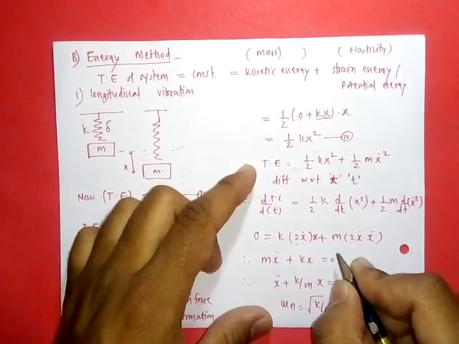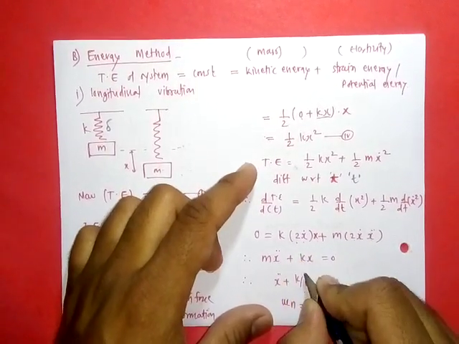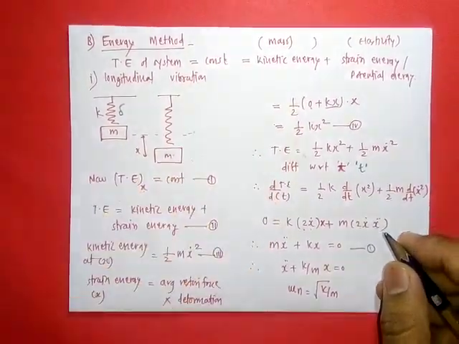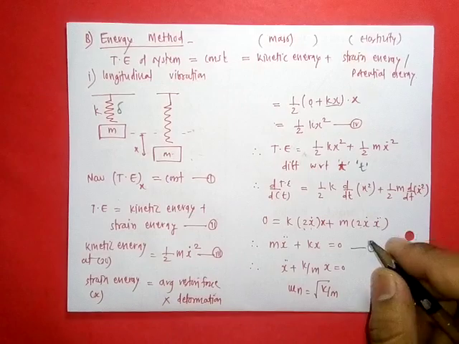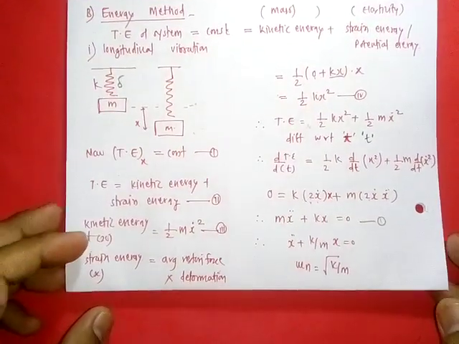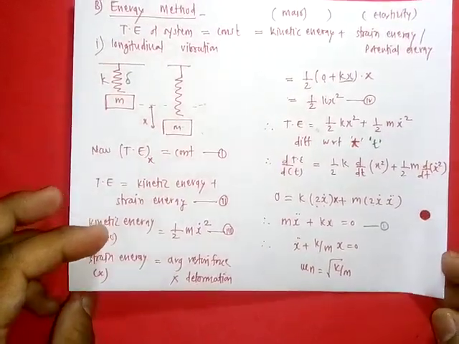Then cancelling common terms, you get m x double dot plus kx is equal to 0. This is nothing but the equation for longitudinal system, and comparing with the standard equation we get natural frequency is under root k by m. This is the energy method for linear system.